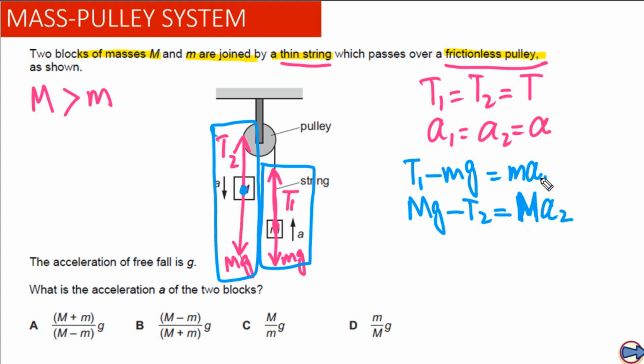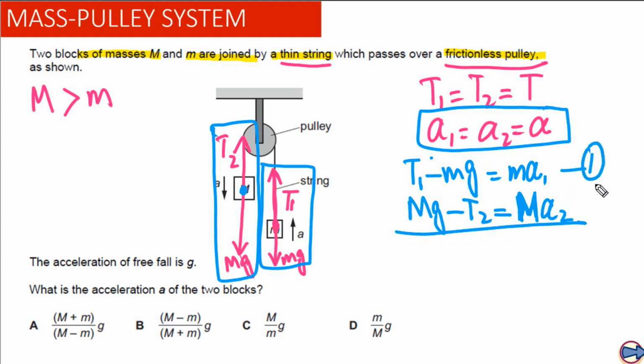As we simply understand, A1 is equal to A2, as you can see here, we have already written here, and T1 is equal to T2. So simply if we add these two equations, let's say this is equation 1 and this is equation 2, we can cancel. This T1 is plus, this T2 is minus, but T1 is equal to T2. So we can simply cancel these two.